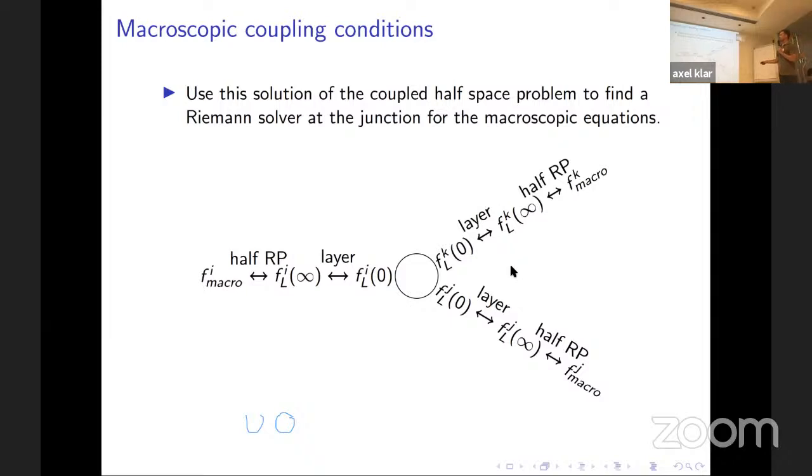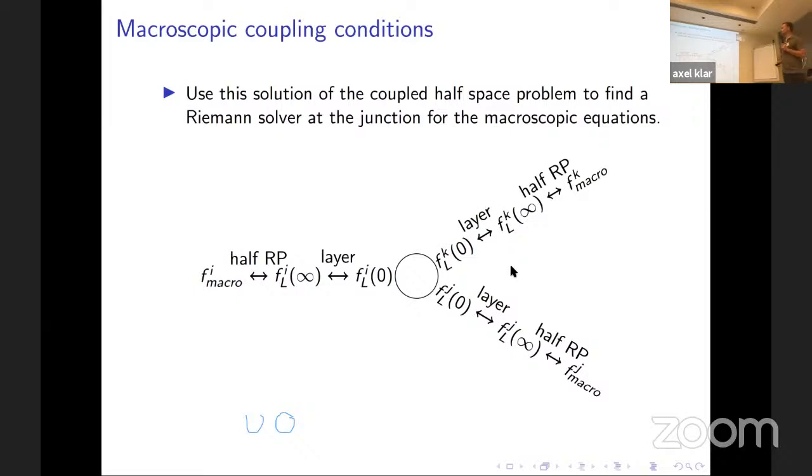The figure is like that, as I just explained a second ago. You have the node here, you have the layer first, then you have the value at infinity of the layer. You have to match this value at infinity of the layer to a half Riemann macroscopic solution. Just imagine this is now the isothermal Euler solution. So this is the situation, and then you have a couple that will give you the limit.